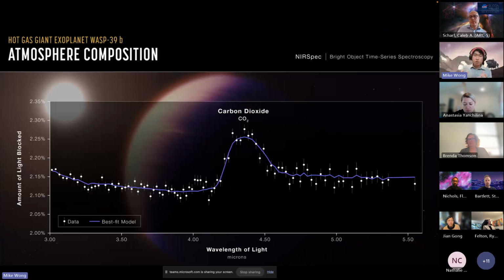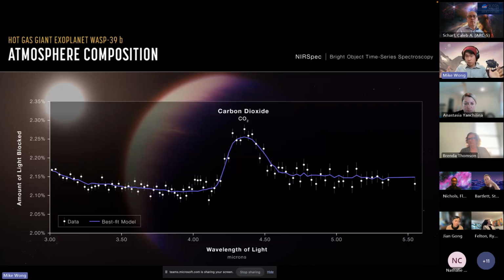This is a transmission spectrum of the exoplanet WASP-39b taken by the James Webb Space Telescope, or JWST. On the x-axis of this plot is the wavelength of light that that exoplanet was observed at. On the y-axis is the amount of light that that exoplanet blocked. And you see that that amount of light is pretty steady between 3 and 4 microns, but right around 4.3 microns, that exoplanet appears quite a bit larger. And this is the telltale signature of carbon dioxide in WASP-39b's atmosphere.